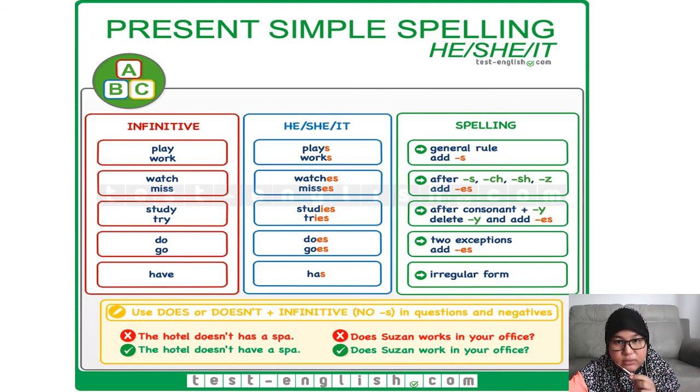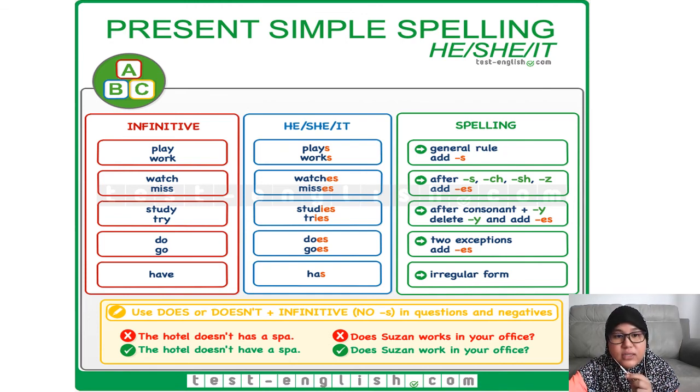This is general. The next one is watch, miss. Watch becomes watches, miss becomes misses. Why we need to put es? This is the rule. After s, ch, sh, o, z, you need to add es. For example, like watch, the ending is ch, so you need to add es. Miss, the ending is s, so you need to put es. That's why it becomes watches and misses.